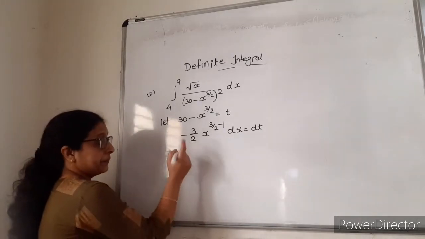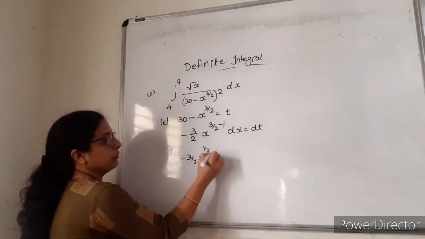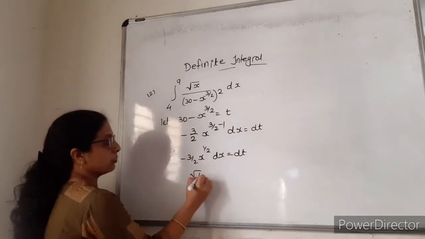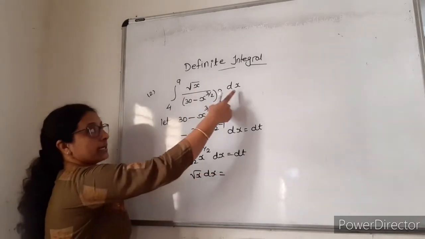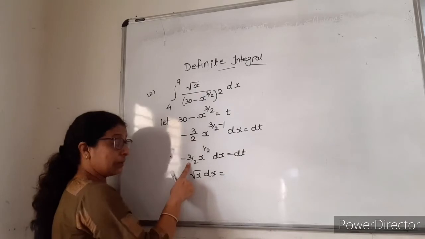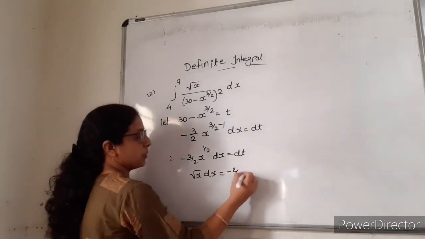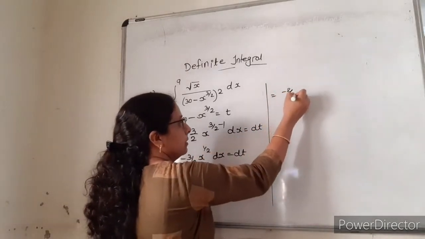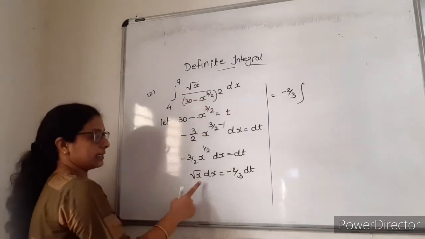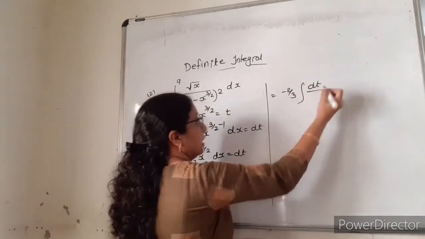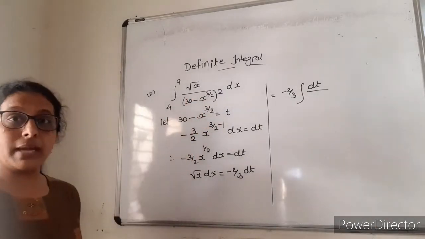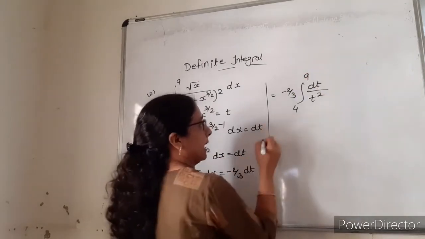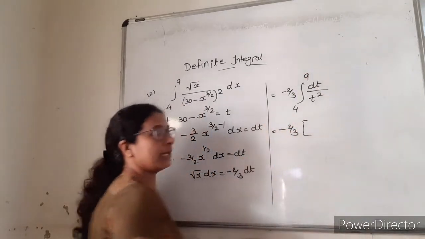Therefore, x raised to 1 by 2 dx equal to dt. Now x raised to 1 by 2, that is root x dx. Root x dx, that is, 3 by 2 is going this side, so minus 2 by 3 dt. That minus 2 by 3 we will take outside. Integration of root x dx upon 30 minus x raised to 3 by 2 becomes dt upon t square. Integration is from 4 to 9, minus 2 by 3 remains constant.